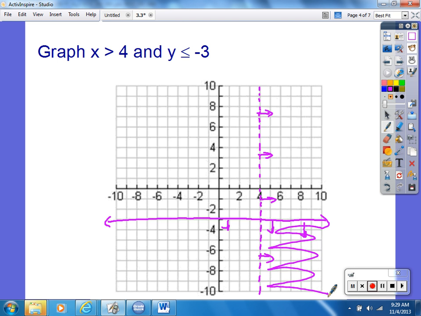I have a question for you. Is the point 4 comma negative 3 a solution to the system of inequalities? Discuss with your group. Is the point 4 comma negative 3 a solution to the system of inequalities? Leaders, make sure you are answering that question. Is it a solution to that system of inequalities?